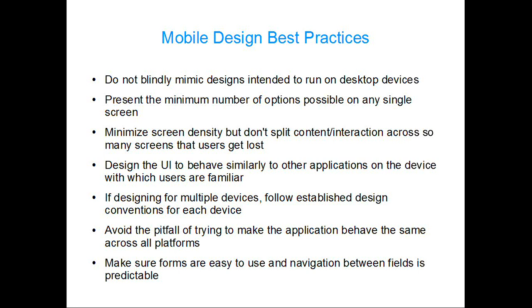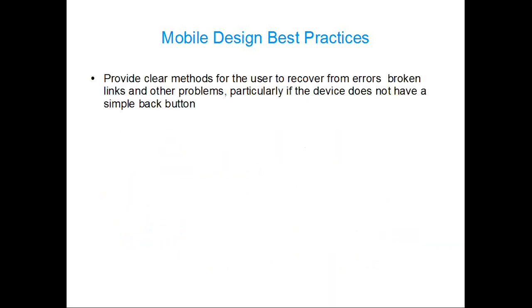Then provide clear methods for the user to recover from errors, broken links and other problems, particularly if the device does not have a simple back button. Some devices have back buttons. Most of the Android devices have a back button available, but not all. So we have to have an option: if some broken link is there and I have to go back to the home page, the page should offer a home page option, like, okay, something went wrong and probably this page is not available. You could go to the home page by clicking something like that. Some information or some feedback should be given.